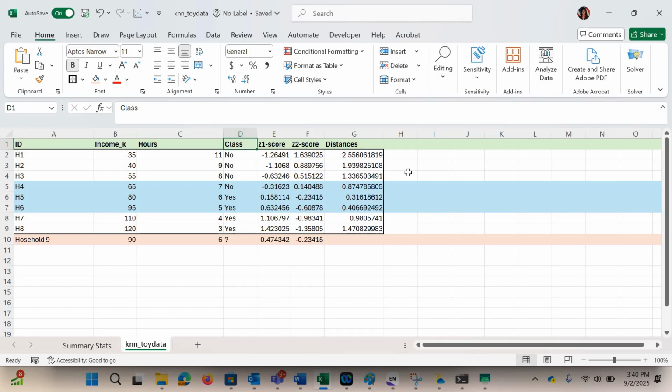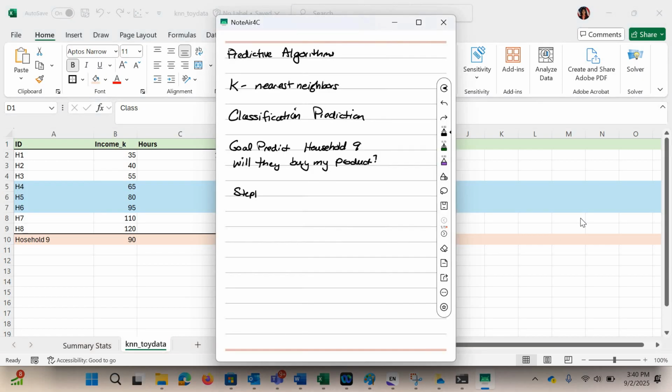So, step 1. Do take notes. We're going to do this step by step. Step 1 is to compute the means and the standard deviations. Sometimes they refer to that with a little s, sample standard deviation, for training data.